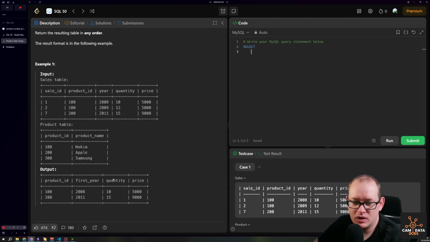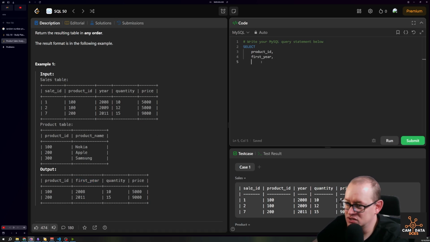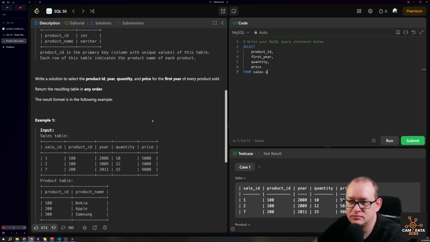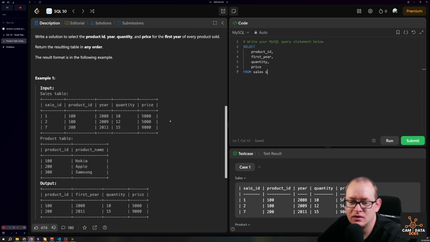So what do we want? I do this a lot of the time, and this is similar to when you're on the job and you're trying to think about what data you need. You could just write notes here. Like, what do I need? I need the first year. I need the quantity. I need the price. And I need that from the sales table. I'm just going to alias that just in case.